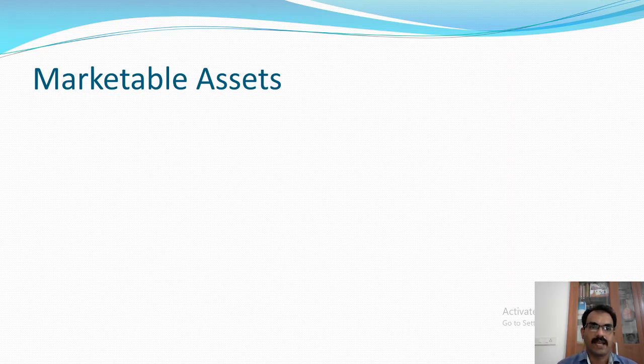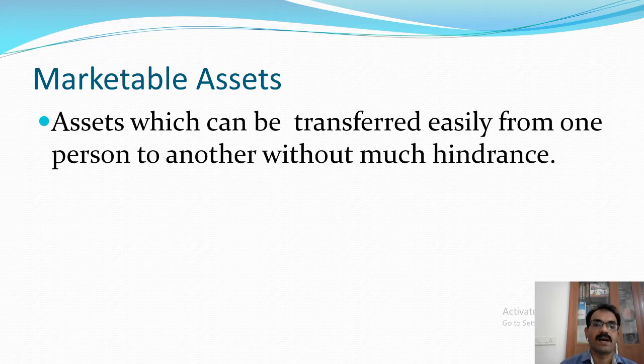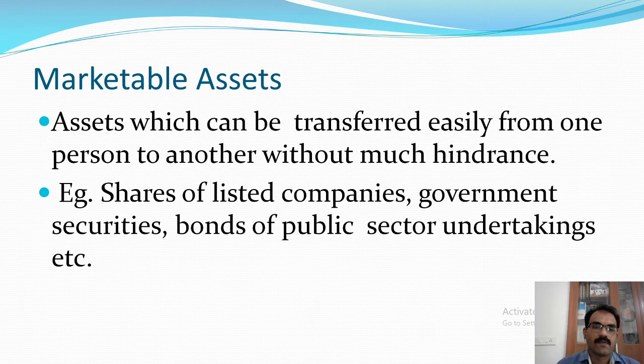Then, types of financial assets. First one is the marketable asset. What is a marketable asset? Assets which can be transferred easily from one person to another without much difficulty are called marketable assets. For example, shares of listed companies, government securities, and bonds of public sector undertakings. These are all examples of marketable assets, because they can be transferred easily from one person to another without much difficulty.